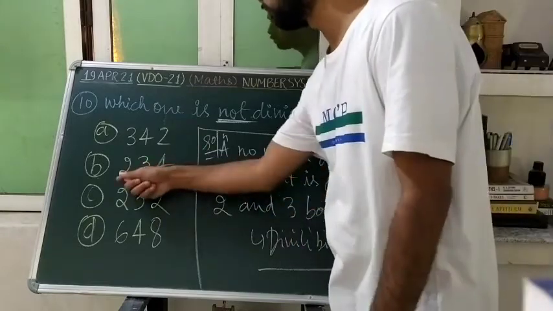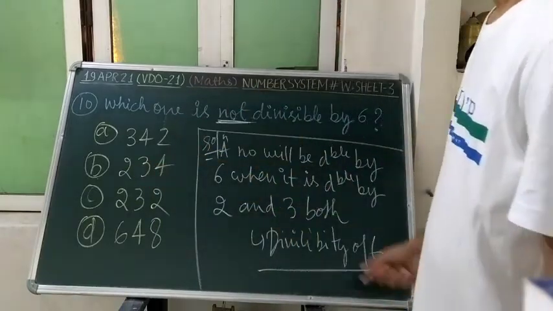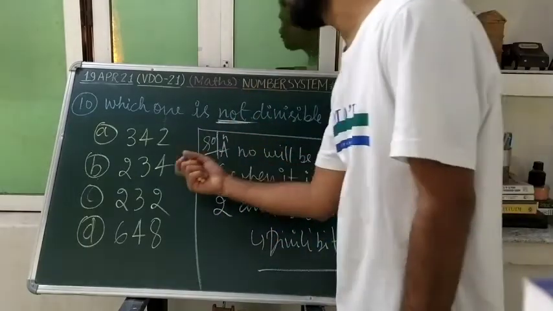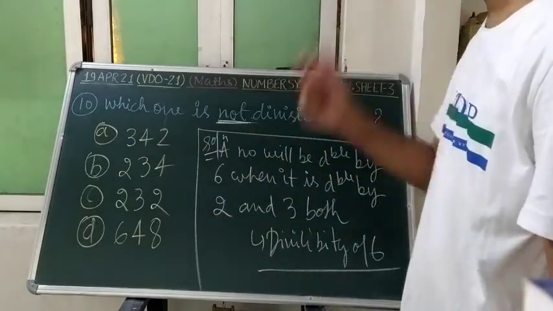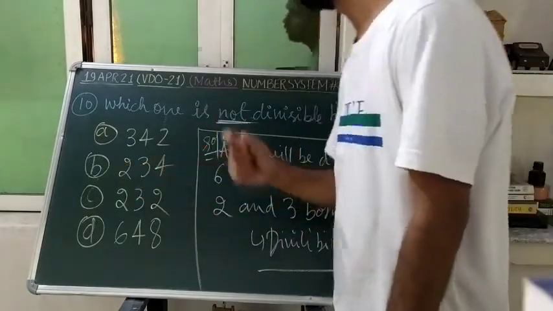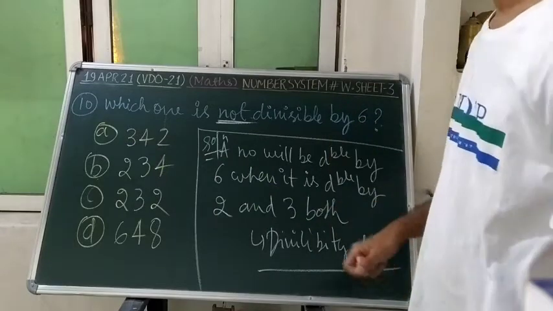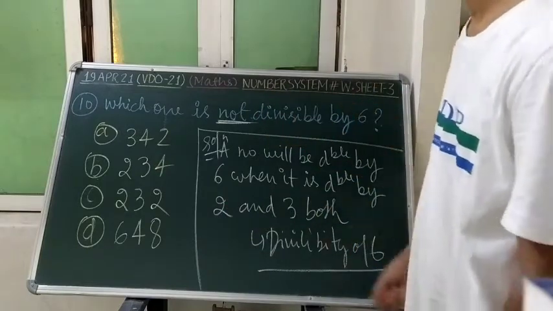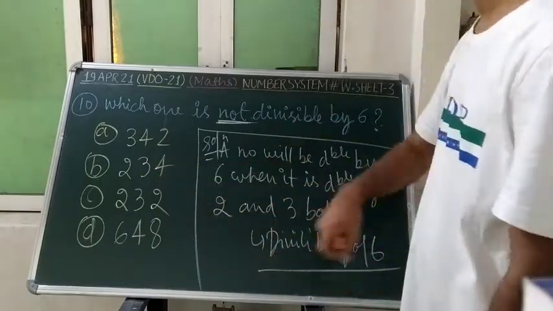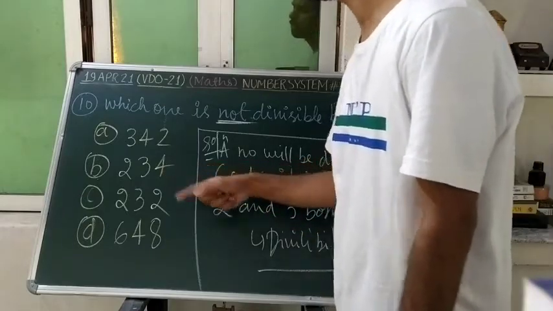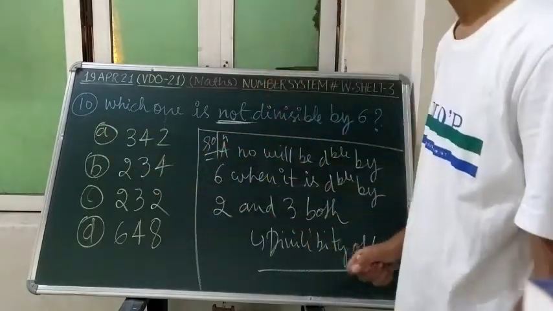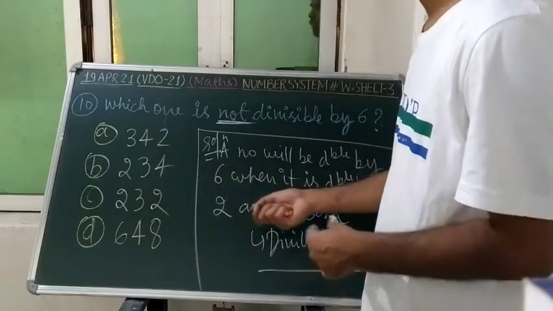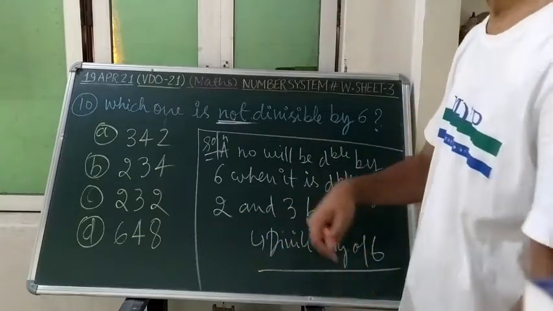Come to the second one: 2, 3, 4. To check whether it is divisible by 6 or not, we will check whether it is divisible by 2 and 3. For 2, if the unit digit is even, that number will be divisible by 2. You are looking that the unit digit is 4. So this number will be divisible by 2. For 3 now we will check 2 plus 3. For 3 we will do the sum of the digits and that should be divisible by 3.